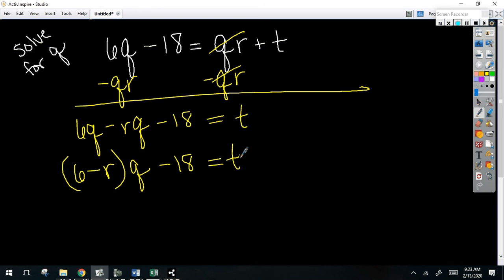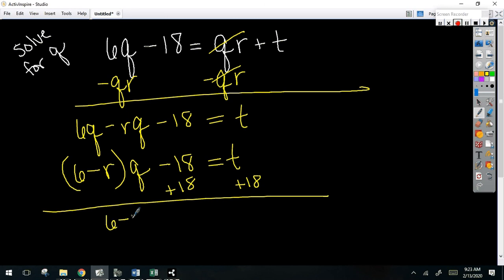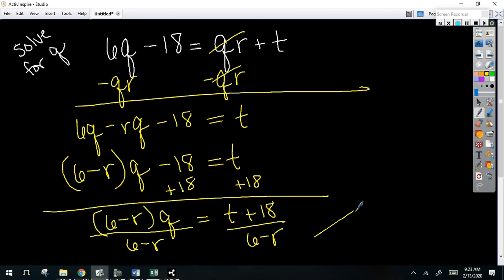Now what do I do to get Q by itself? Plus 18. Can I add T and 18? No. So I just write it. And then what? Divide by 6. And I'm done. That's all you have to do.